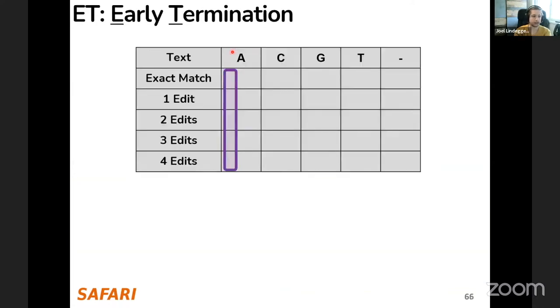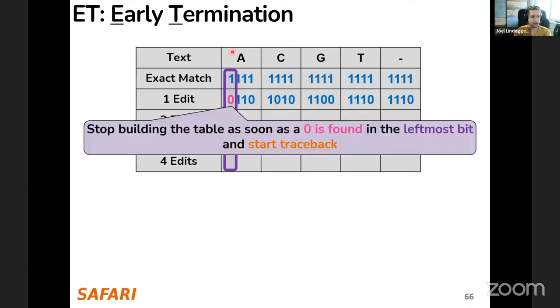Okay, third, we have this early termination improvement, ET. And the key idea here is that when we build the table top-down, we just stop building the table as soon as we find that 0 in the leftmost bit. So recall that the unnecessary work down here was to compute the part of the table down here that can never be reached by traceback.